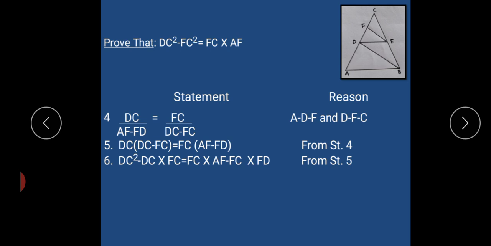You can see here FC into AF is here. So FC into AF. So we will not touch that part at all. And minus FC into FD. So we'll take this minus DC into FC on the other side. So DC square is equal to, I said, FC into AF, don't touch because that is here. That is FC into AF. And this is shifted on the other side. And you can see here FC is common.